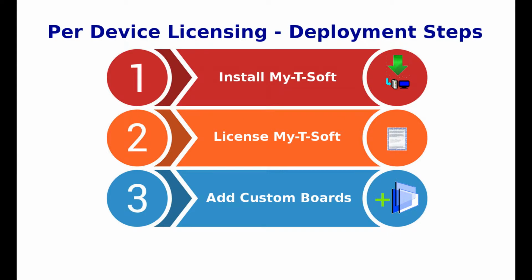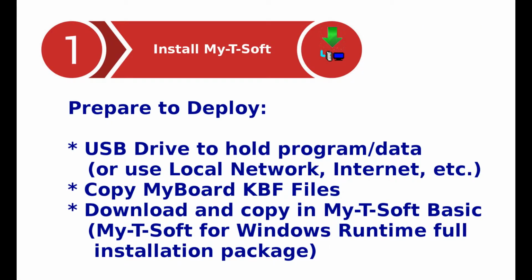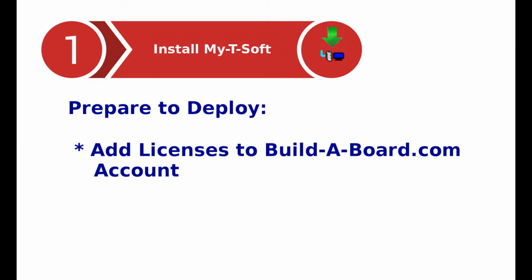To set the stage for our deployment example, we will be taking a Windows 7 device, installing Mitisoft, licensing the device, then dropping in our board. So to prepare to deploy, we are going to use a USB drive, and this is where we'll put our program and the data here, the KBF files. We'll copy those onto the USB drive, and we'll also download and copy the Mitisoft Basic. Mitisoft Basic is the Mitisoft for Windows Build-A-Board runtime software in a full installation package, which makes deployment easy when working with arbitrary devices. And the last step we need to do is to add some licenses to our buildaboard.com account so we can actually license the units as we deploy them.